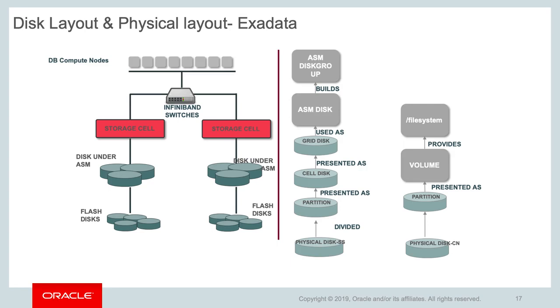When it comes to a storage cell, we create cell disks from the storage cell disks, and cell disks are further divided into grid disks, and grid disks are used to build ASM disk groups. An ASM disk group is made up of several ASM disks from multiple storage cells. So finally, when we create a database, it is built on these disk groups, which are created out of the storage cells.